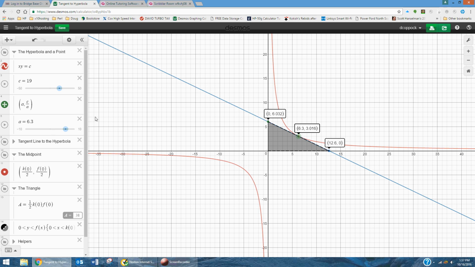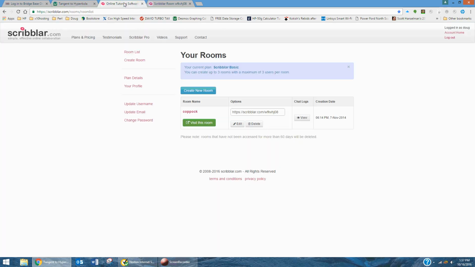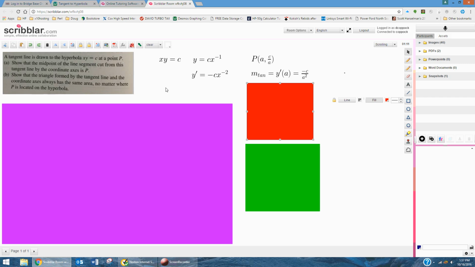Okay? So let's go back to the whiteboard and see how we can kind of show that. So first of all, let's identify what the equation of the tangent line is. We have its slope. We have a point that it passes through. So if we use the point slope formula, we can get the equation of the tangent line.